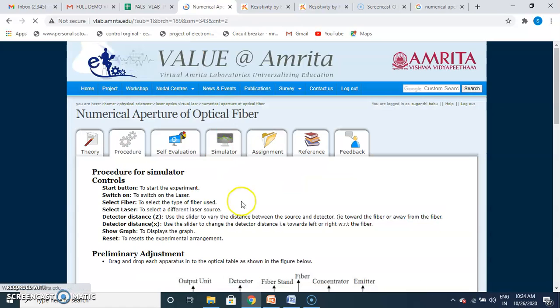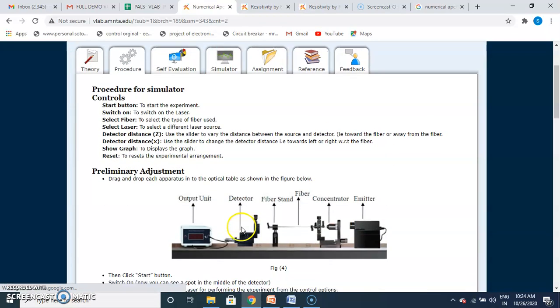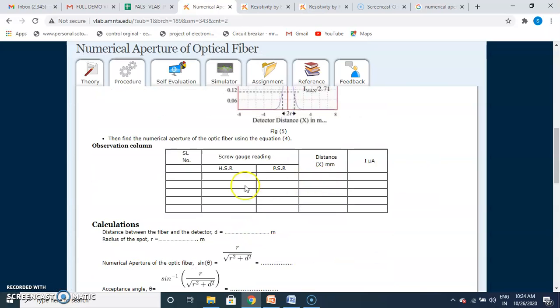Now see the procedure. You have to note the distance, HSR reading, PSR reading, distance and the output unit I, so that we will get the result, the radius of the spot.